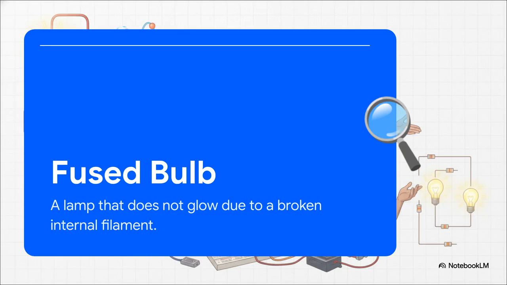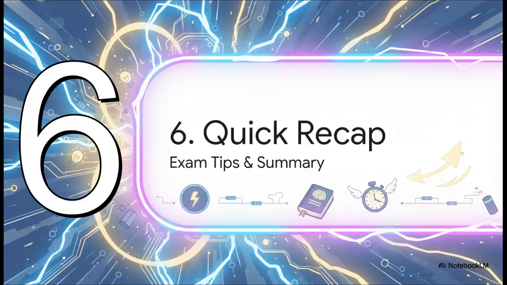Third term, fused bulb. So why would a perfectly connected lamp just fail to glow? Usually, it's due to a broken internal filament. The filament is that tiny, super thin wire inside the glass that gets hot and glows. If that tiny filament breaks, it creates a gap in the path, which stops the flow of current entirely. No flow, no light. All right, home stretch, Section 6, quick recap and exam tips.